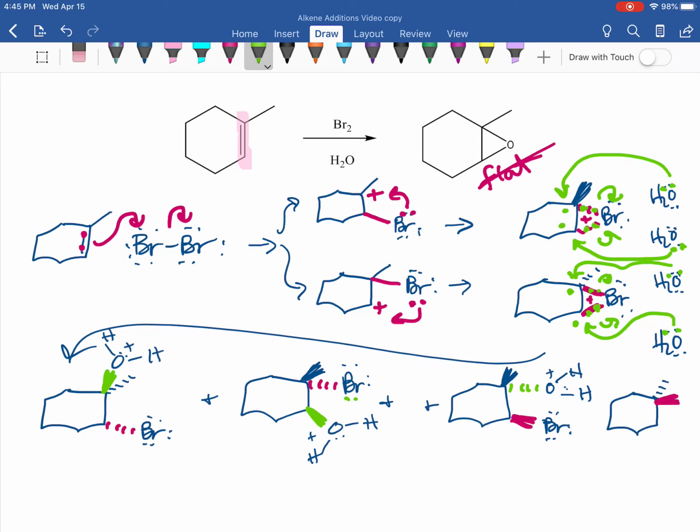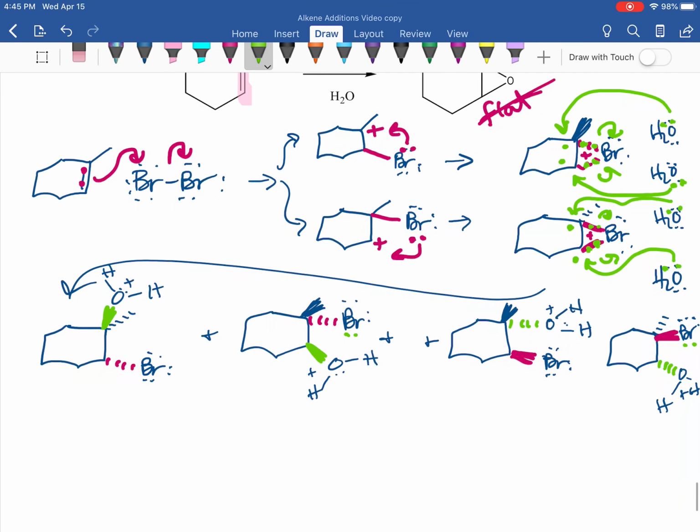All right, so that one leaves this top stereo center the same. Okay, and then we just added in from the bottom this one. So that's our Br, our water, and these electrons. Okay, awesome. So we just made 4.